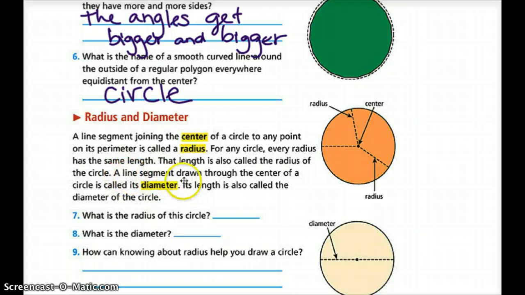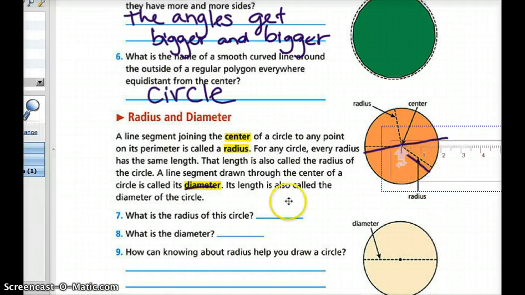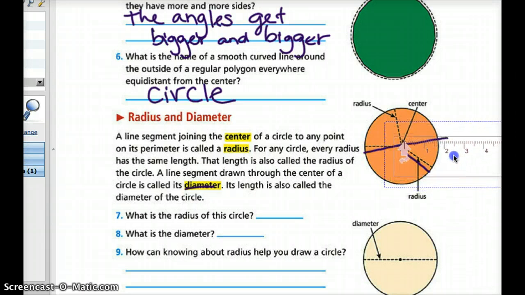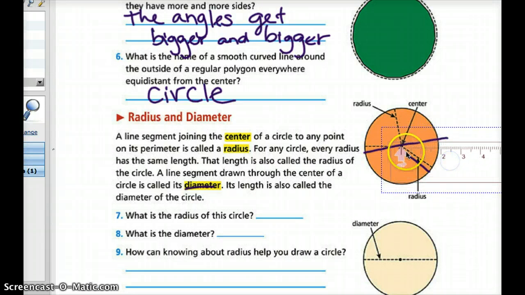Okay. A line segment drawn through the center of a circle, all the way through the center, is called its diameter. It is the length, is also called diameter of the circle. Okay, so it says, what is the radius of the circle? So we need to take a ruler and we need to measure from here to here. All right, so if you can see my ruler here, from the center of that circle to the edge is about 2 centimeters.